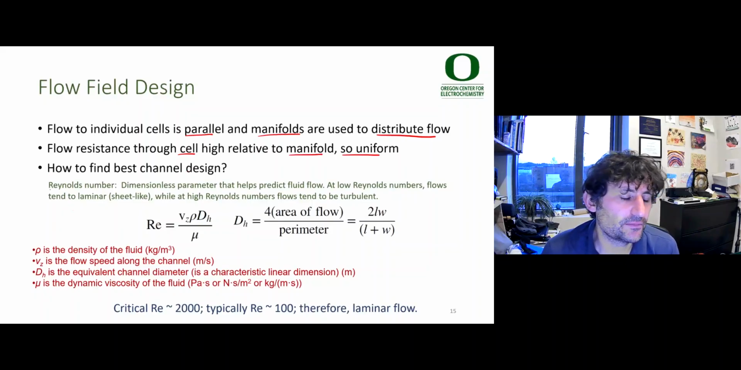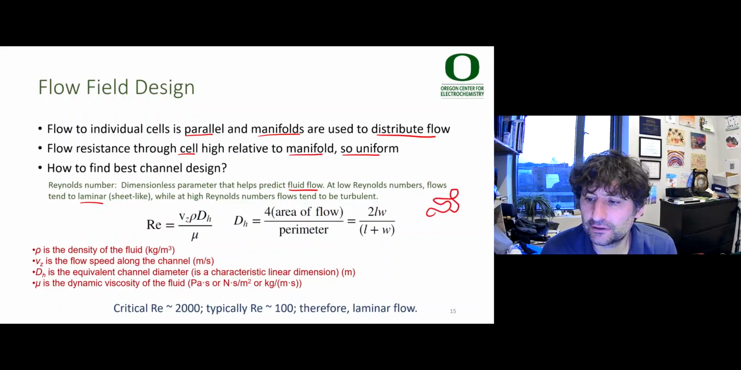So one thing we need to remember is the so-called Reynolds number. And this is a dimensionless parameter that helps predict fluid flow. Gas is a type of fluid. At low Reynolds numbers, flows tend to be laminar, sheet-like flow, while at high Reynolds numbers, flows tend to be turbulent. So turbulent flow, the flow lines might go like this.